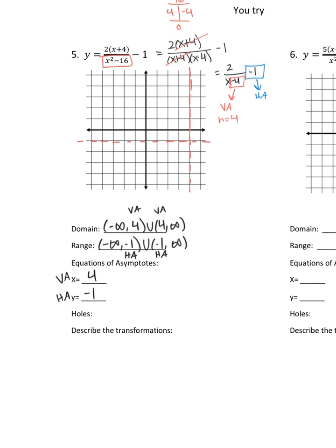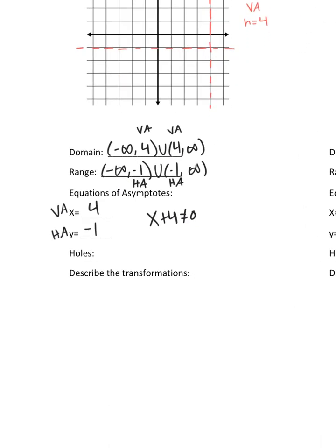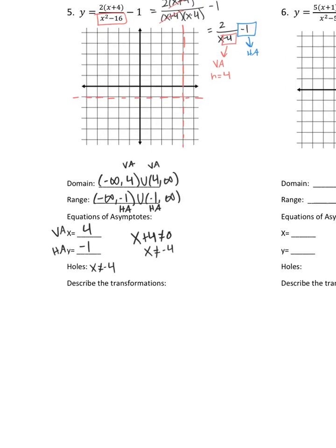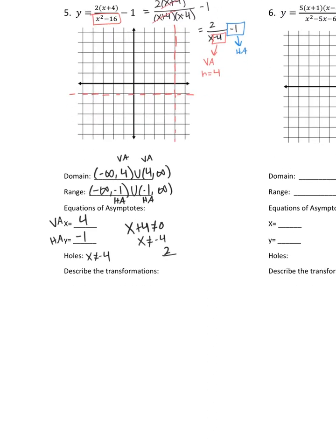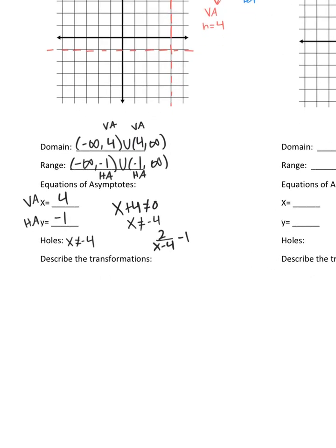Okay, as for holes in the graph, I had x plus 4 was the factor that canceled. So solving and flipping the sign, x cannot be equal to -4. Again, on your calculator, you would be able to do this, but I'm going to do it by hand since I don't have a calculator. So this is my function, and I'm going to put -4 wherever I see an x.